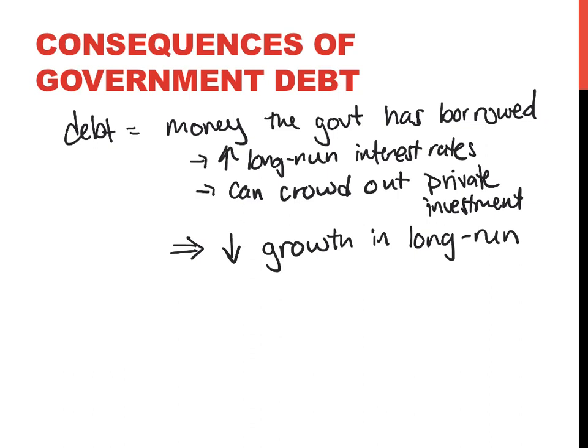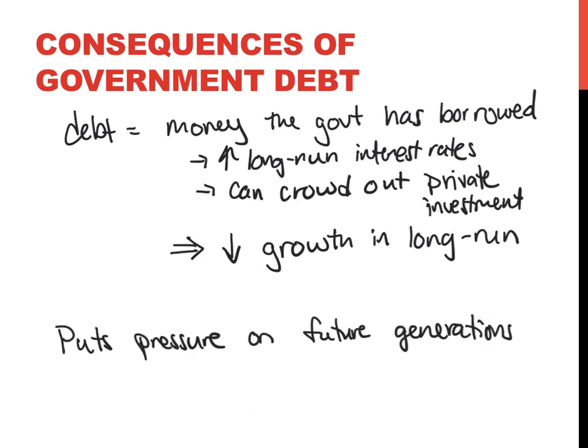So outside of the consequences on economic growth, the other consequence of government debt is that it can put pressure on future generations. So debt is not a problem as long as you can pay it back. As long as the countries are fulfilling the promises that they're making when they issue those bonds, those treasury bills for the U.S. government, and pay back that debt over time, then debt is not a very big deal.